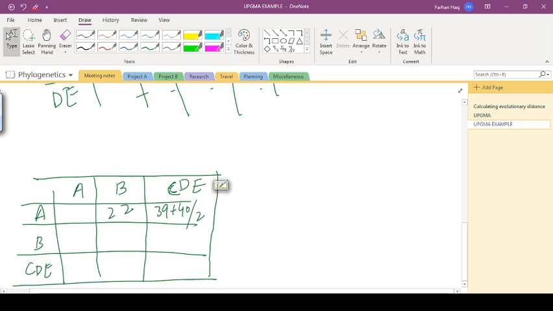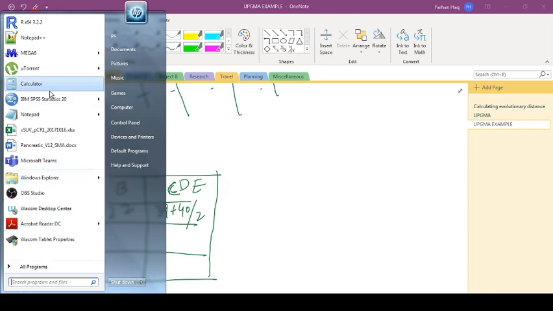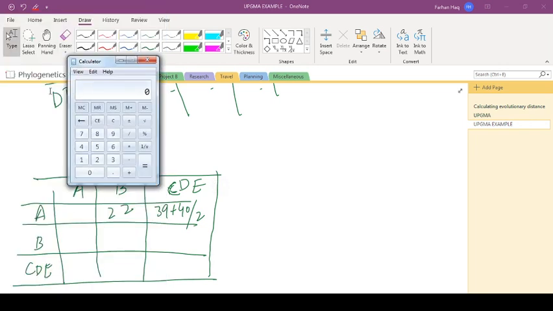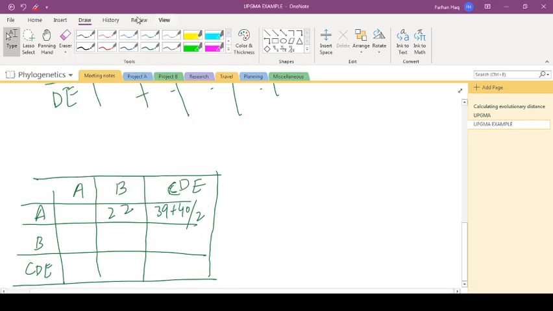So what actually will be 39 plus 40? To avoid any confusion, I will use the calculator for this most complex equation of my life. Divided by 2, that is 39.5, right? So we just write here 39.5.